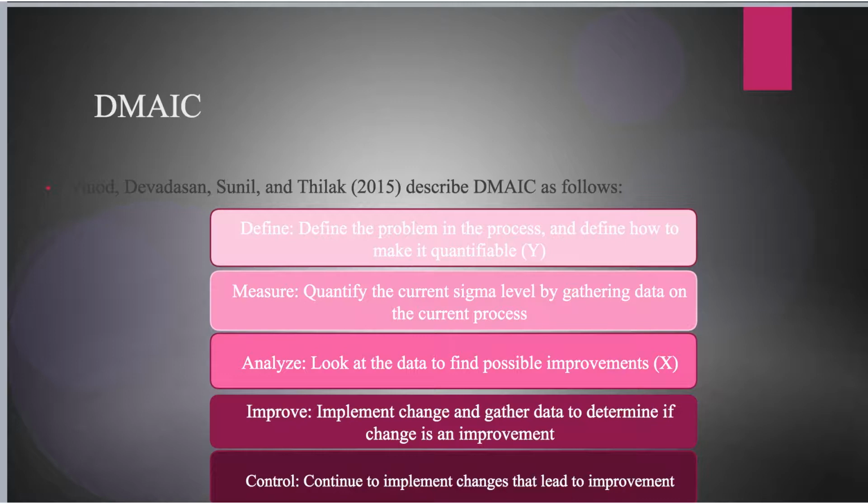In the measure stage, you want to quantify the current sigma level by gathering data on the current process. This gives you your baseline data. In the analyze phase, you want to look at data to find possible areas for improvement. In the improve phase, you implement the change and gather data to determine if the change is really an improvement. And in the control phase, you continue to implement the changes that were improvements and discontinue any that were not improvements. And you will keep repeating this process until you reach the Six Sigma mark.